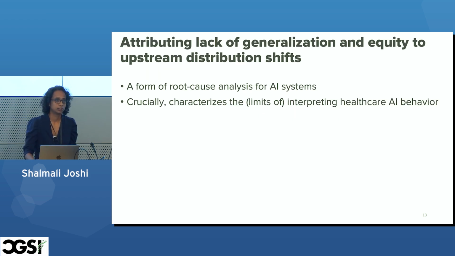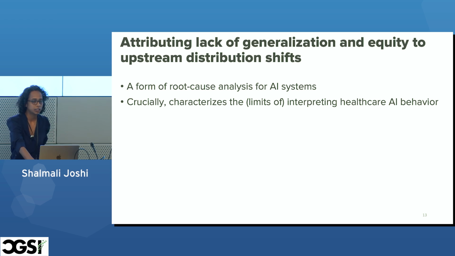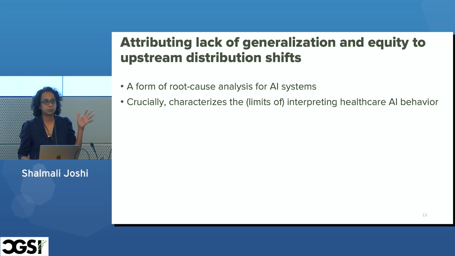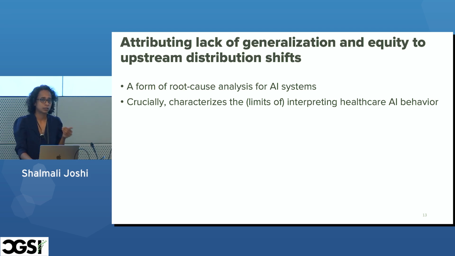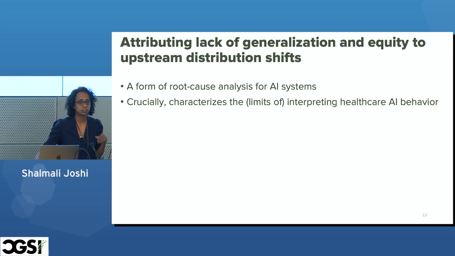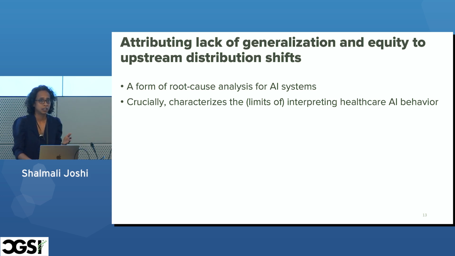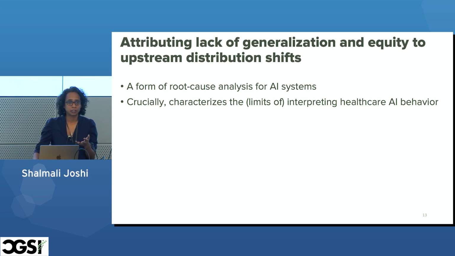Okay, so what we're going to talk about is a method to look at lack of generalizability and equity and try to attribute them to upstream distribution shifts that might be responsible for these disparities. If you are familiar with terms in software systems, this is like a root cause analysis, but for AI systems. By doing this exercise, it's not just about trying to understand sources of lack of generalizability or lack of equity, but it's also a way to understand how far we can go in physiologically interpreting what's happening with these models when we are using them in some predictive tasks.